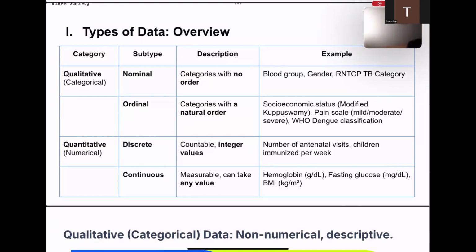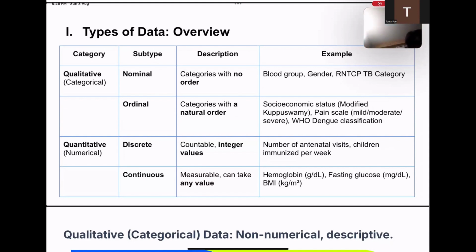So qualitative data is of two types, nominal and ordinal. Please listen to this carefully. These are the basis of your professional exam questions and your MCQs. And this will be important throughout your lifetime if you are going to persist in research. So qualitative data would be of two types, nominal and ordinal. Nominal data have no order.